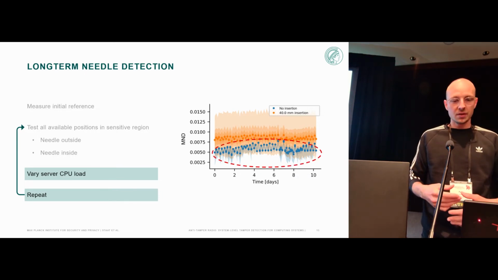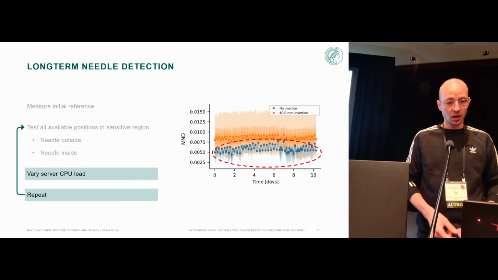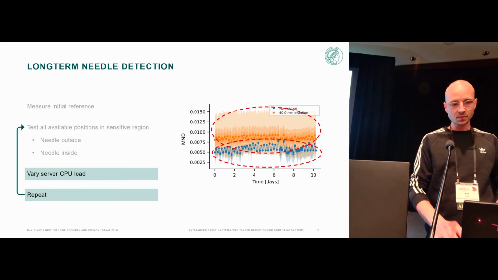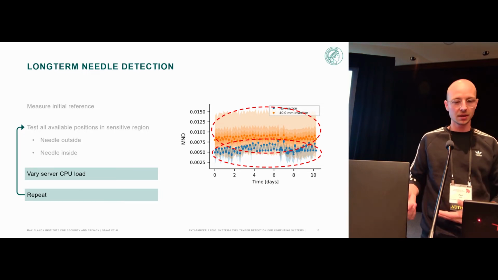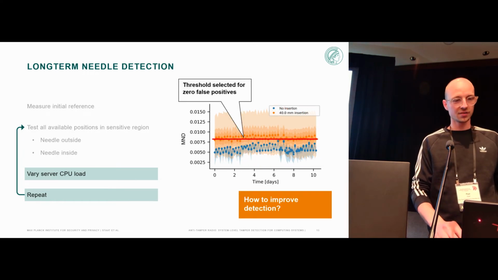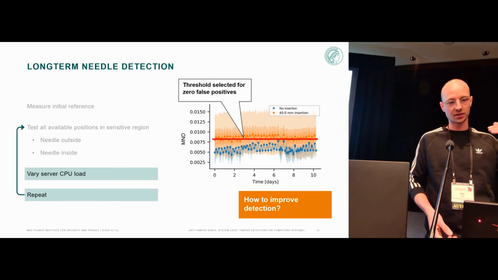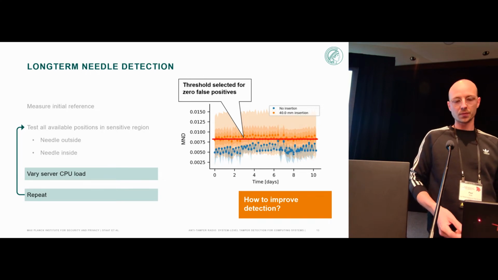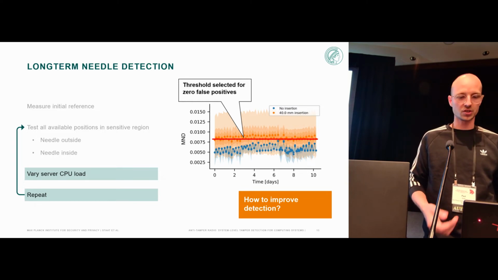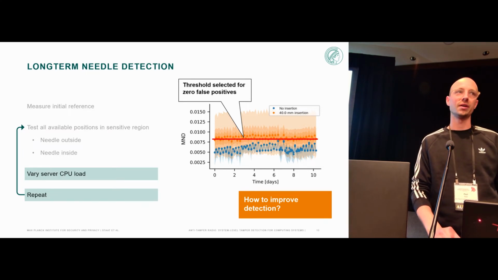In blue, we see the system's behavior when we repeat this entire procedure for a period of 10 days. This is basically the system's response when it is untampered. Now, when we insert the needle, it is in a tampered state, and this is what the orange lines show. Unfortunately, when we select the threshold to not produce any false positives, just above the legitimate state, we were only able to detect around 50% of the sensitive region. And the question now is, how can we restore the detectability of the needle despite these variations?